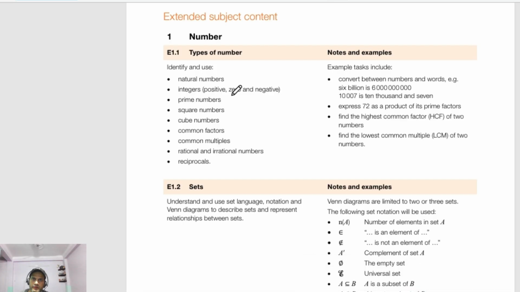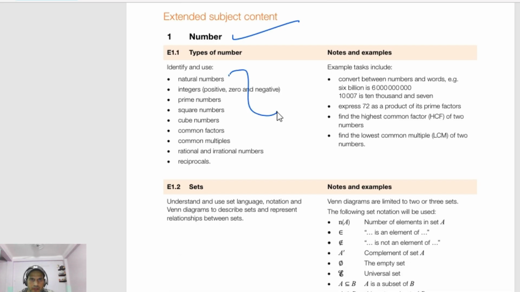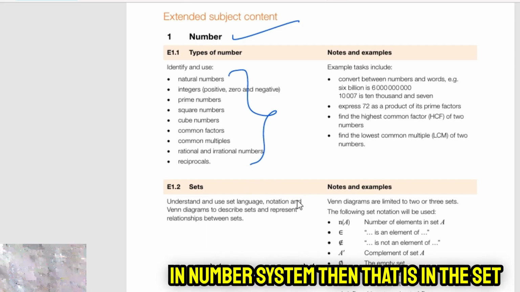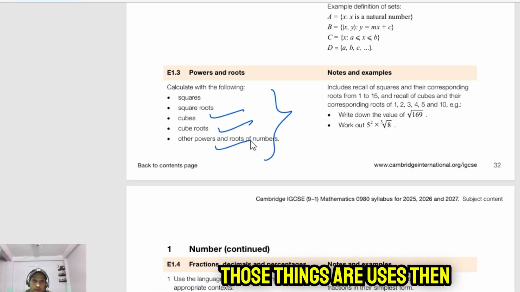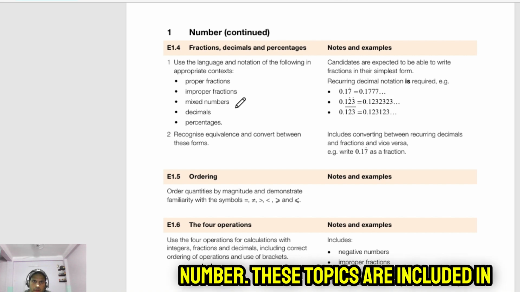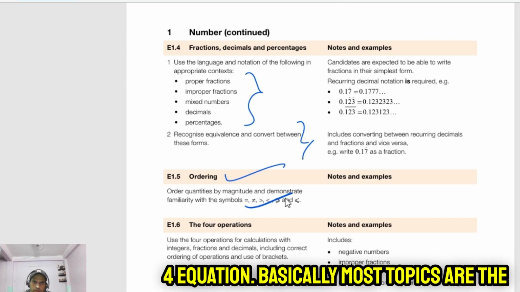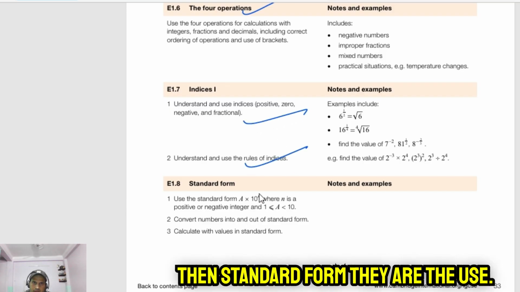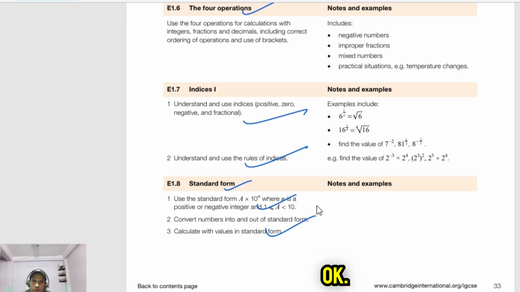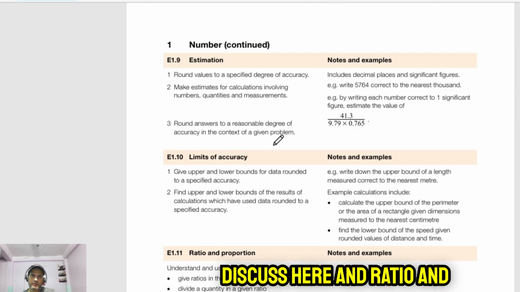Extended subjects, you can see numbers. The same topics are in the number system. Then that is in the sets part, you can see. And square roots and cube roots are used. Then these topics are included in the number part: ordering, equations. Basically most topics are the same in indices. Then standard form is used. So these are the number parts we will discuss here.